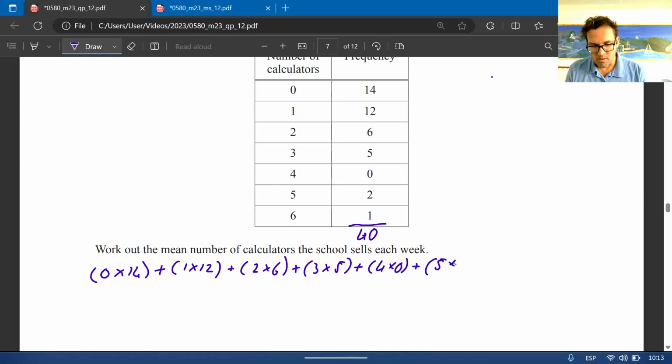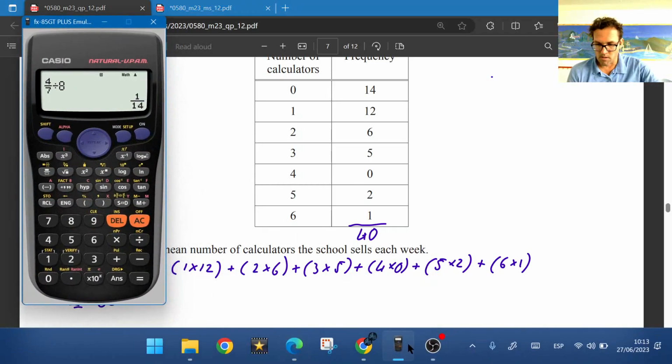2 weeks they sold 5 calculators. There's another 10 calculators sold. And then there was that 1 week they sold 6 calculators. That's another 6. Okay. So it's not as hard as it looks. Okay. 12 plus 12 is 24. Plus 15 is 39. Plus 10 is 49. Plus 6 is 55. They sold 55 calculators.